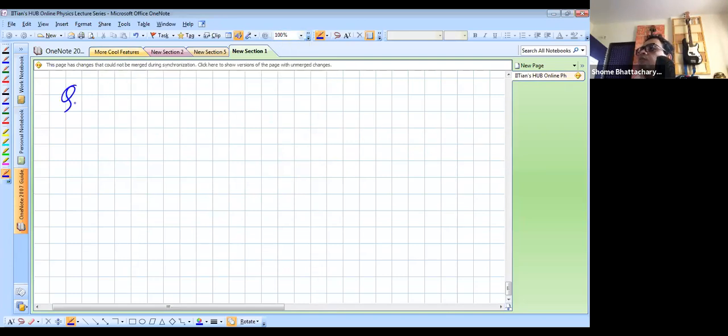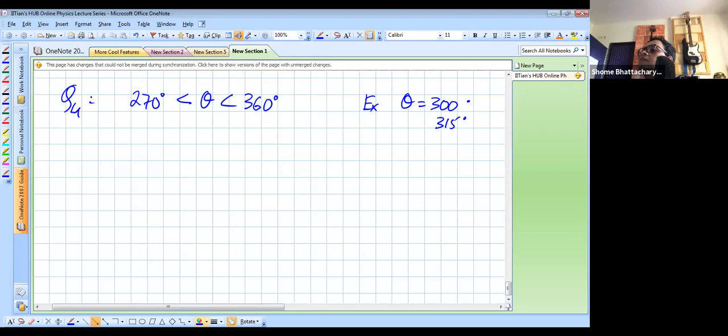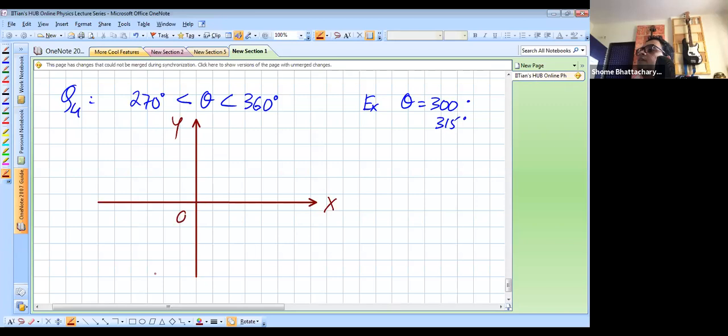Okay, now we come to quadrant 4. So theta is now greater than 270, but less than 360 degrees. For example, we could have theta equal to 300 degrees or 315 degrees, like this. So now my situation is looking like this. As you already know from the ASTC rule, this time it is cos theta which will be positive and everything else will be negative.